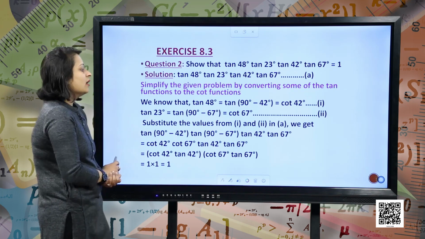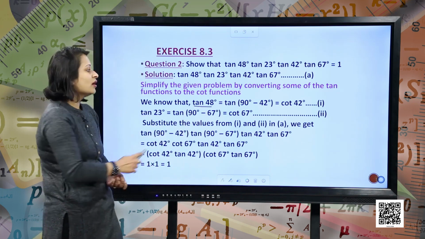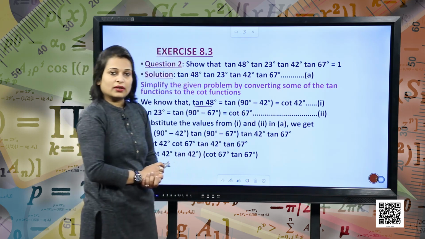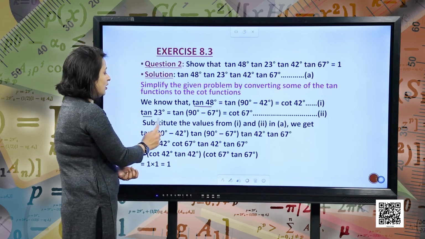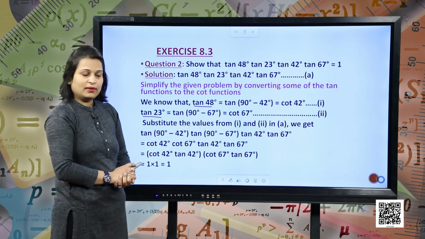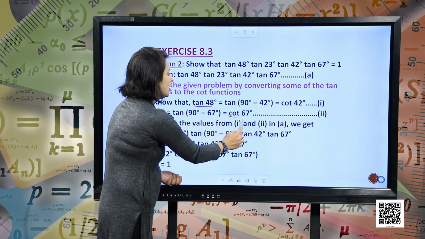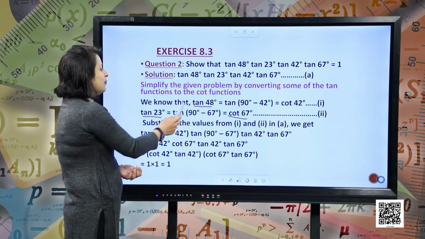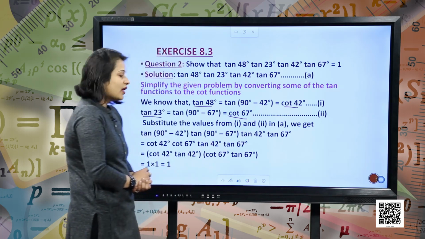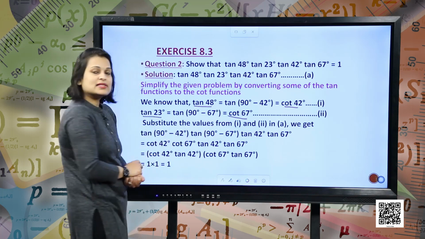We know that tan of 48 degree is what? Tan of 90 degree minus 42 degree means cot 42 degree. And tan of 23 degree is what? We can write 23 degree as 90 minus 67 degree. So tan of 90 degree minus 67 degree will give you cot of 67 degree. So in place of tan 48 degree we can write cot 42 degree. In place of tan 23 degree we can write cot 67 degree.